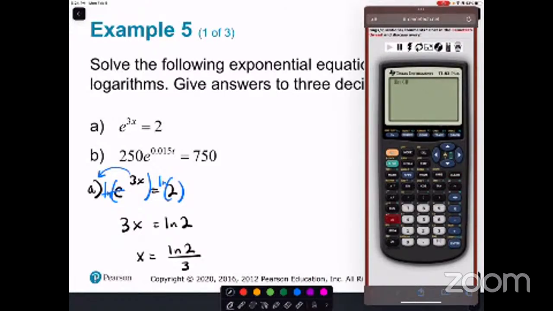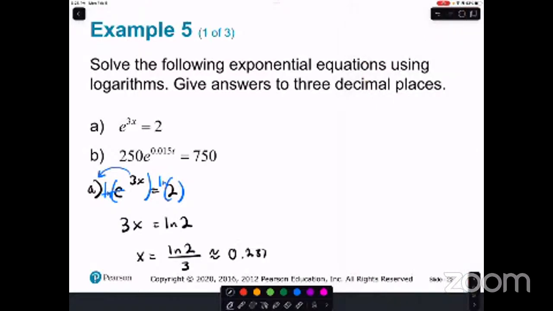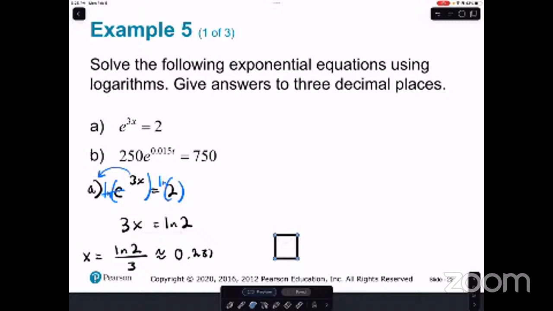Okay. 231. Just gonna give myself a little bit of space. So that was A. And then B.